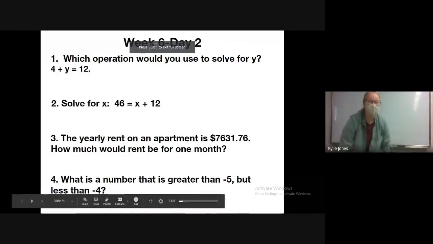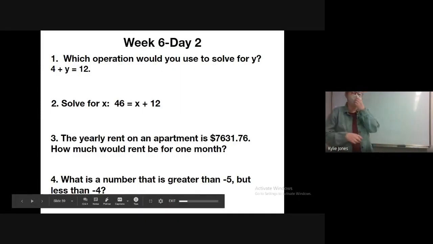All right, here is our warm-up for the day. Number one, which operation would you use to solve for y? So would you add, subtract, multiply, or divide to solve for y? Number two, solve the equation, figure out what x equals.